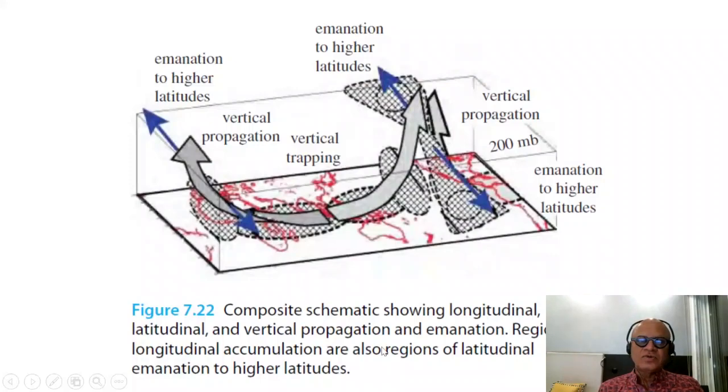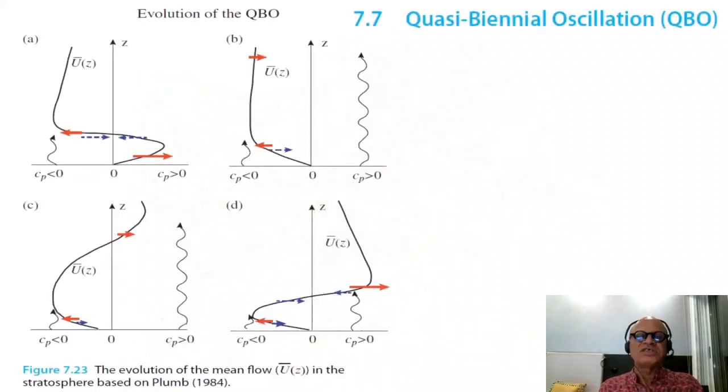Okay, so regions of longitudinal accumulations are also regions of latitudinal emanation to higher latitude, which means the wave energy being accumulated because of interactions with the mean flow is also being radiated out. That's always important to see what actually happens to the energy that accumulates because of these processes that we are talking about. That's what is the basis for the teleconnections, right? We talked about ENSO teleconnections, which we will come back to later on.